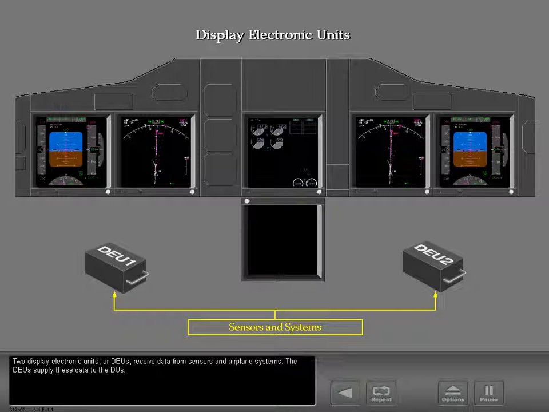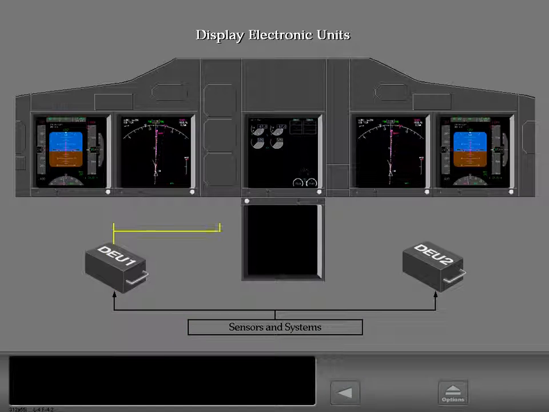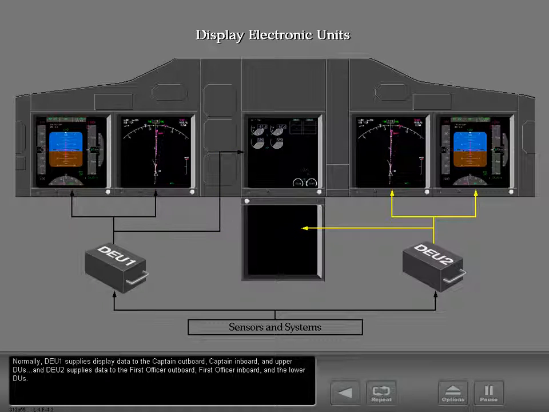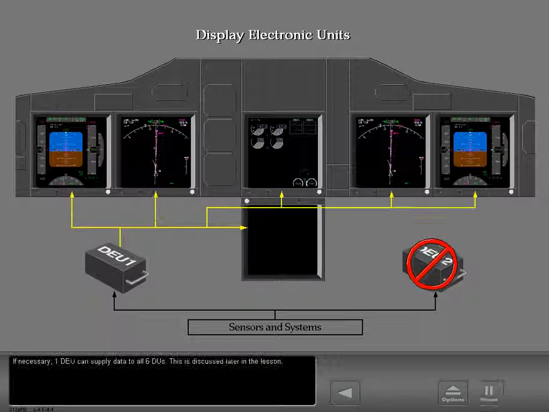Two display electronic units, or DEUs, receive data from sensors and airplane systems. The DEUs supply these data to the DUs. Normally, DEU-1 supplies display data to the Captain Outboard, Captain Inboard, and Upper DUs, and DEU-2 supplies data to the First Officer Outboard, First Officer Inboard, and the lower DUs. If necessary, one DEU can supply data to all 6 DUs. This is discussed later in the lesson.